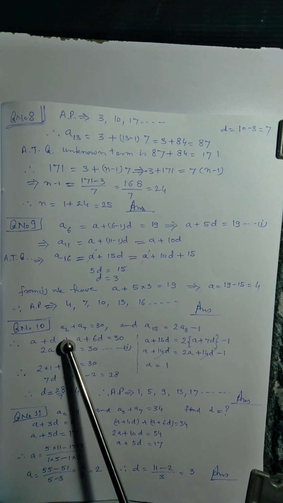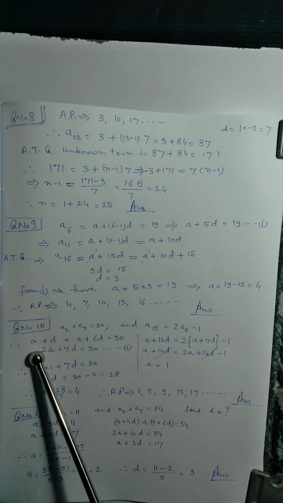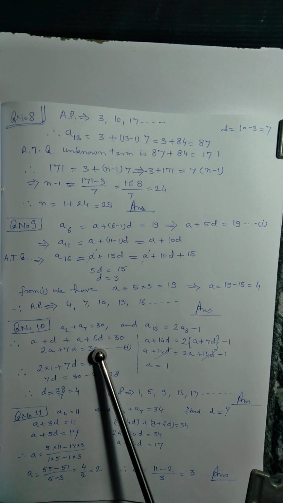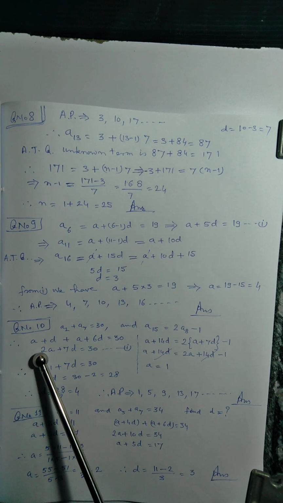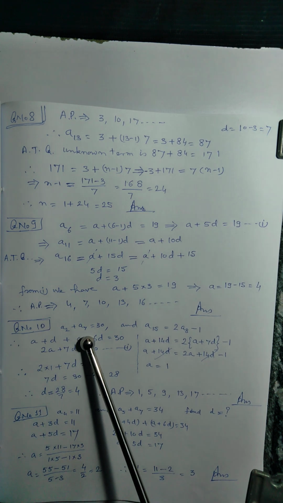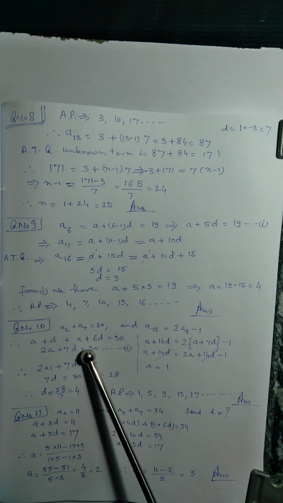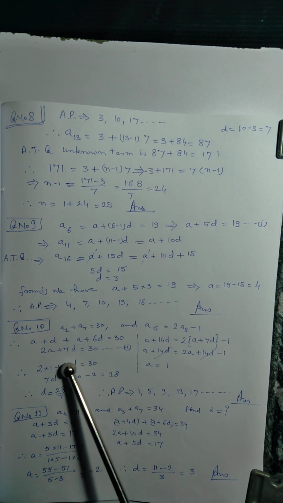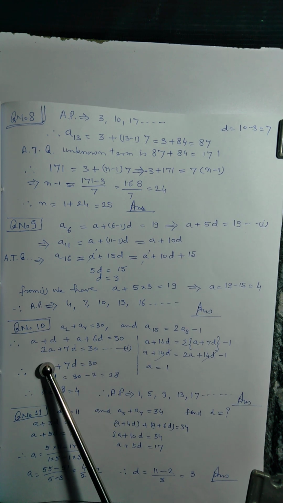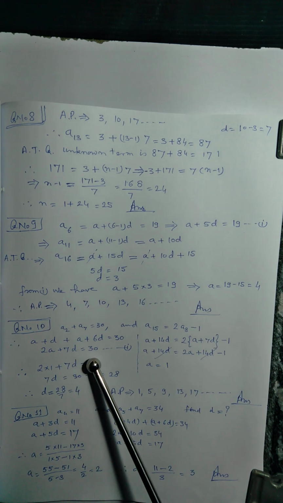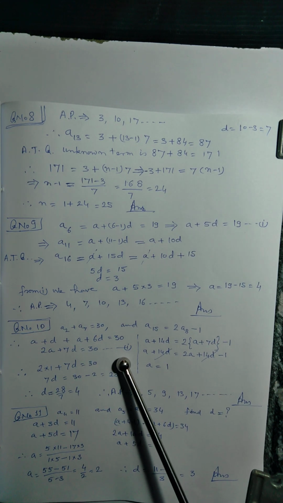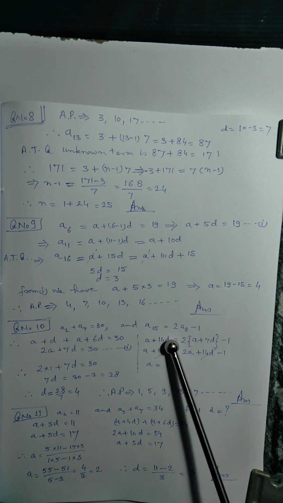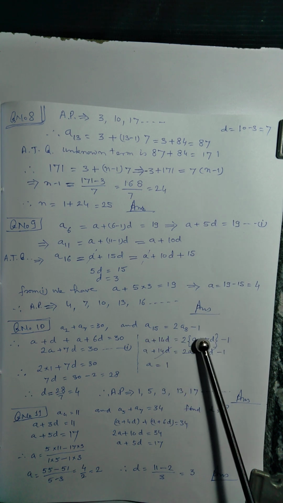So I have just written here in this way, A plus D plus A plus 6D. You see, for the A2 I have written A plus D, for A7th I have written here A plus 6D is equal to 30. It is given already. You just solve it, you will get 2A plus 7D is equal to 30, and this will be your first equation. Now A 15th term is equal to the twice of the 8th term minus 1.